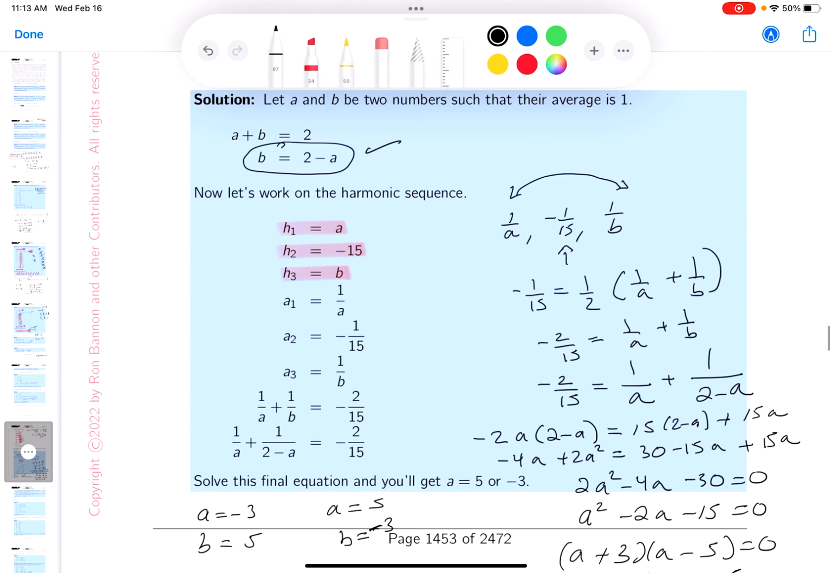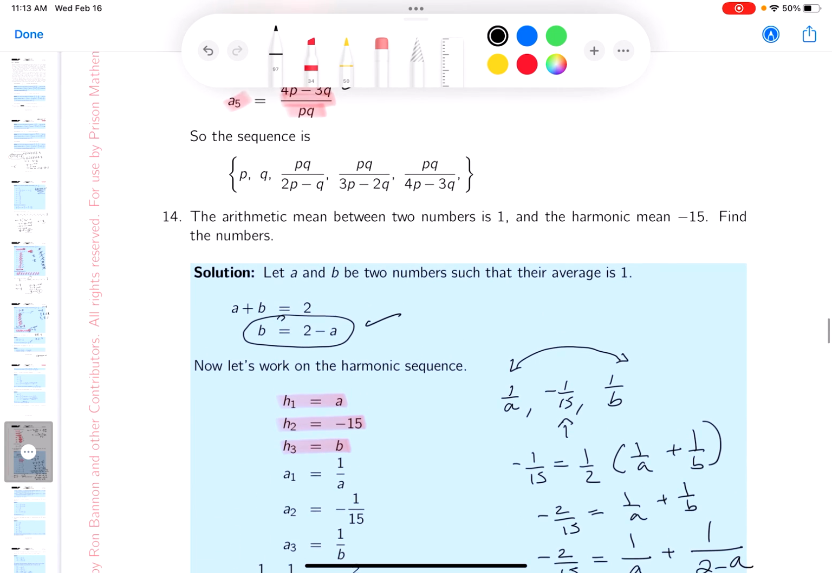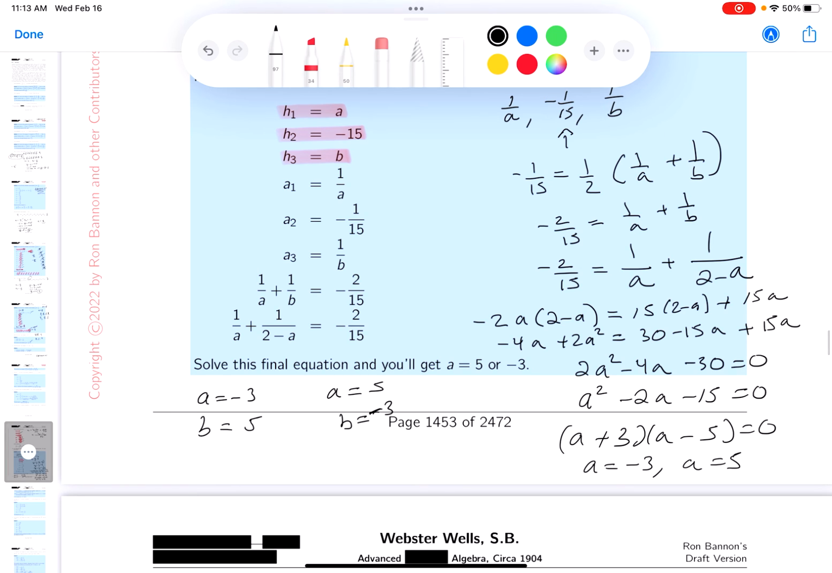All right? Now, by the way, I just want to read the question. And it goes over here. It says, the arithmetic mean between two numbers is 1. Well, the arithmetic mean between these two numbers is 1. If you add those two together, you get 2. 2 divided by 2 is 1. And the arithmetic mean between those two numbers is also going to be 1. All right? Same thing.